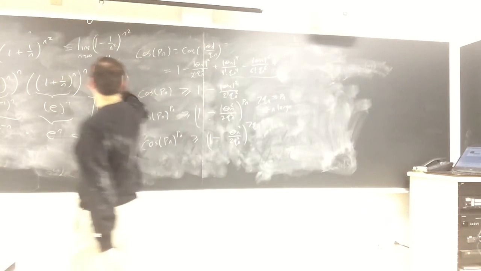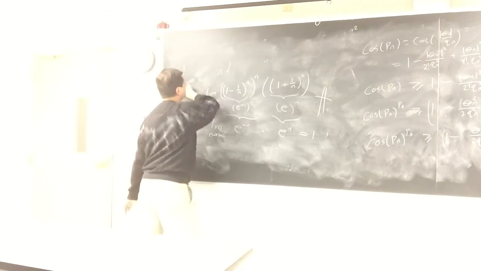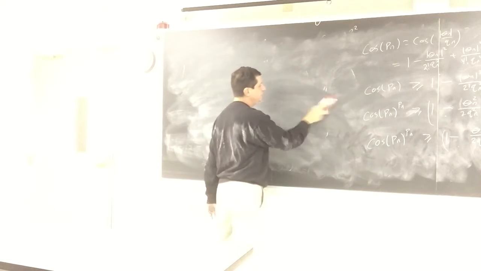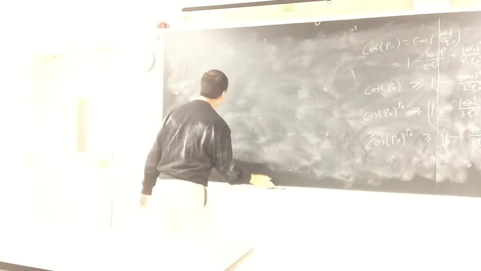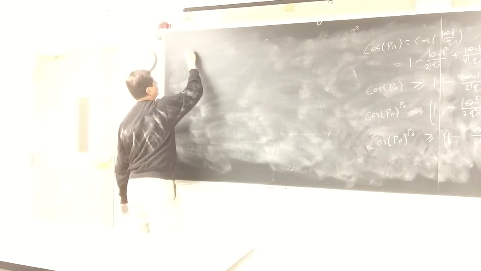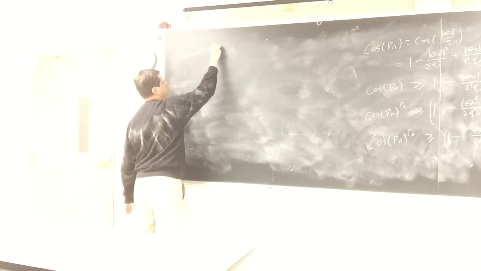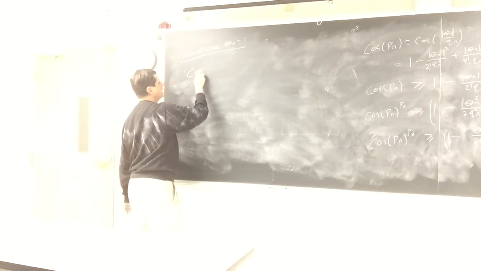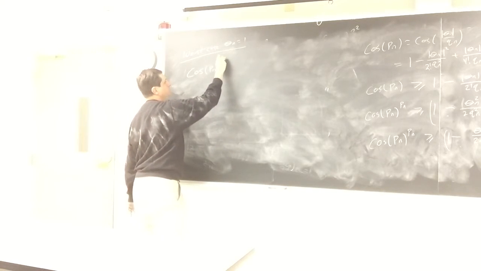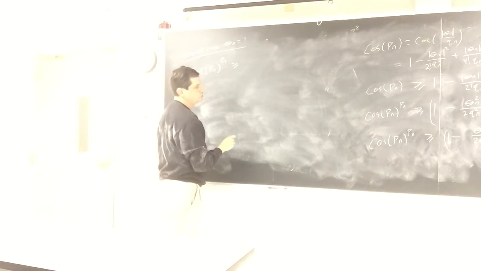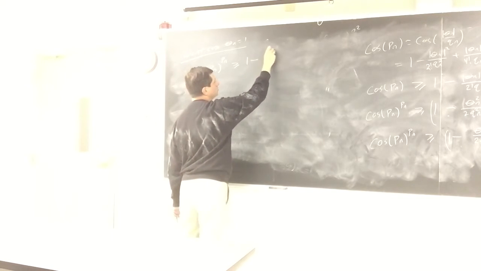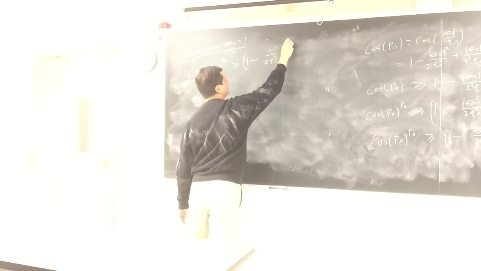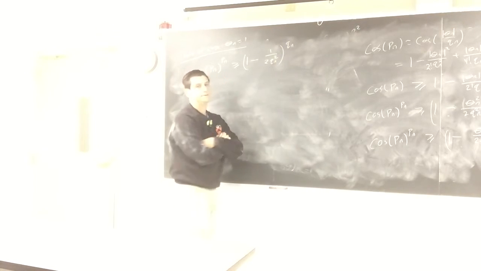So if we continue the argument, it's sufficient to consider the case when theta n equals 1. So worst case is theta n equals 1. And so now we have cosine of Pn to the Pn is greater than or equal to 1 minus 1 over 2 Qn squared, to the Qn.